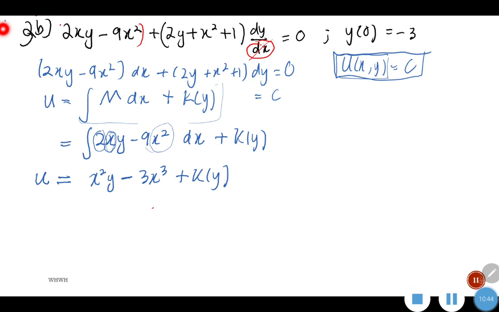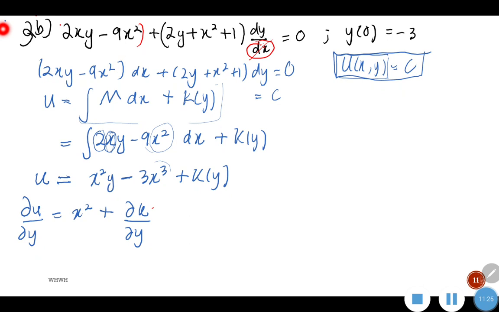Dia macam apa? Different term lah. Okay, kalau tadi x, yang ni y. Kalau yang tadi y, yang ni pula x. Alright, okay, so yang ni maknanya del u over del y will equals to, this time we partially differentiate respect to y. So in this case, we regard x tu adalah constant. So we have x square je lah, differentiate y, we get 1. And then on this one, 3x cubed definitely akan dapat kosong. And then k(y) respect to y, you will get del k over del y.